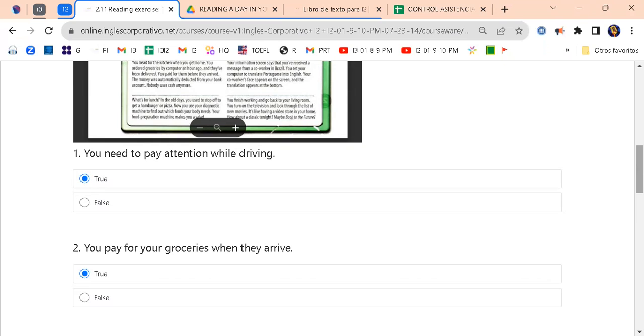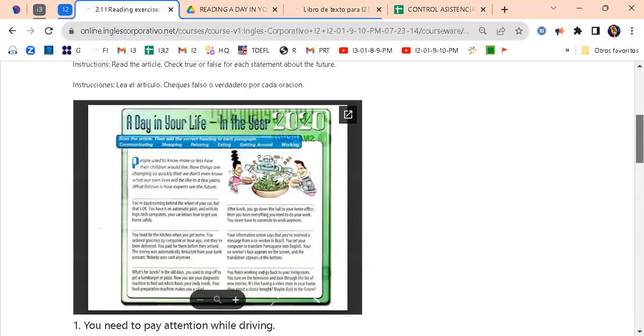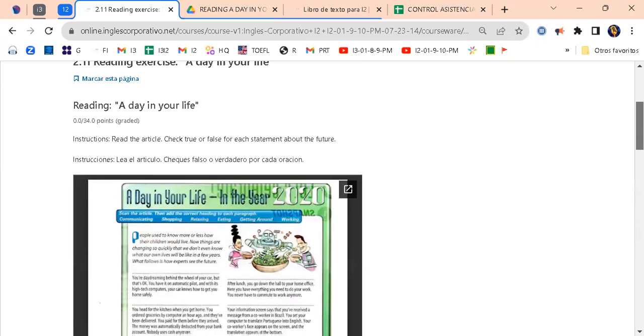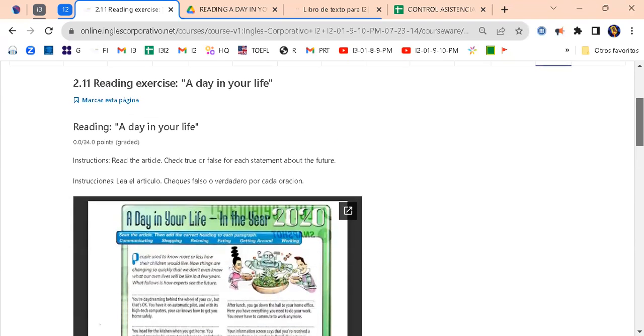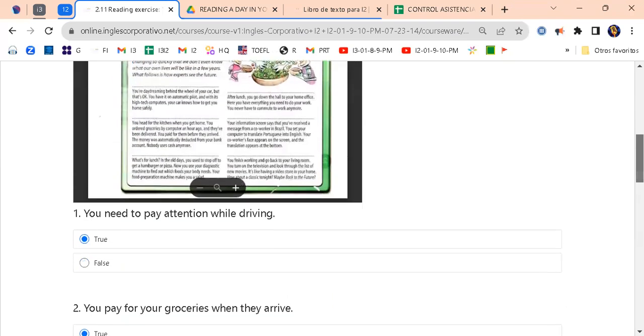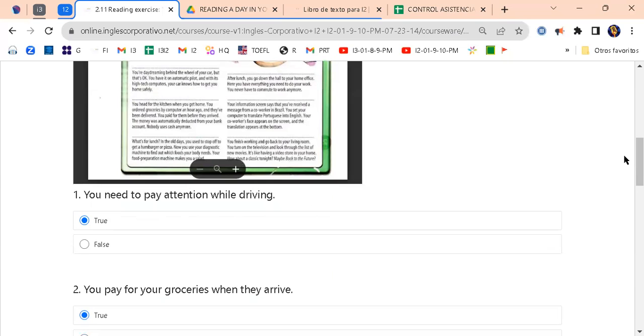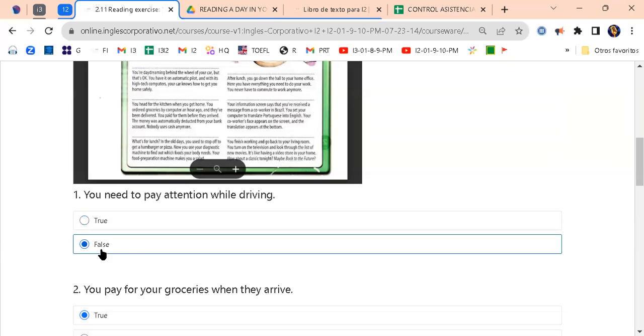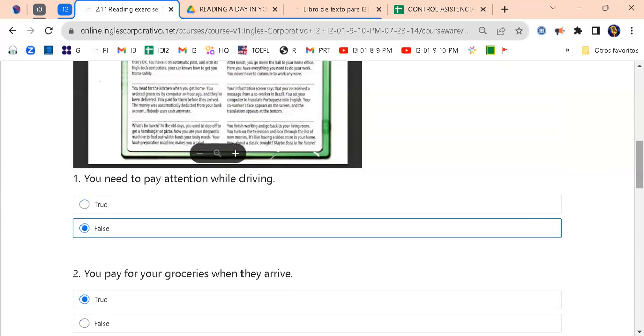So you need to pay attention while driving. Maybe if this is based on the reading, yes. Let me see. Read the article, check true or false for each statement about the future. So you need to pay attention while driving, true or false, based on what we have read. You have false, right? Because in the first paragraph, it says that the automatic pilot can drive to your house. Well, in that case, I don't need to pay attention while driving. Yeah, but we all need to get a test. And that's too expensive, right?